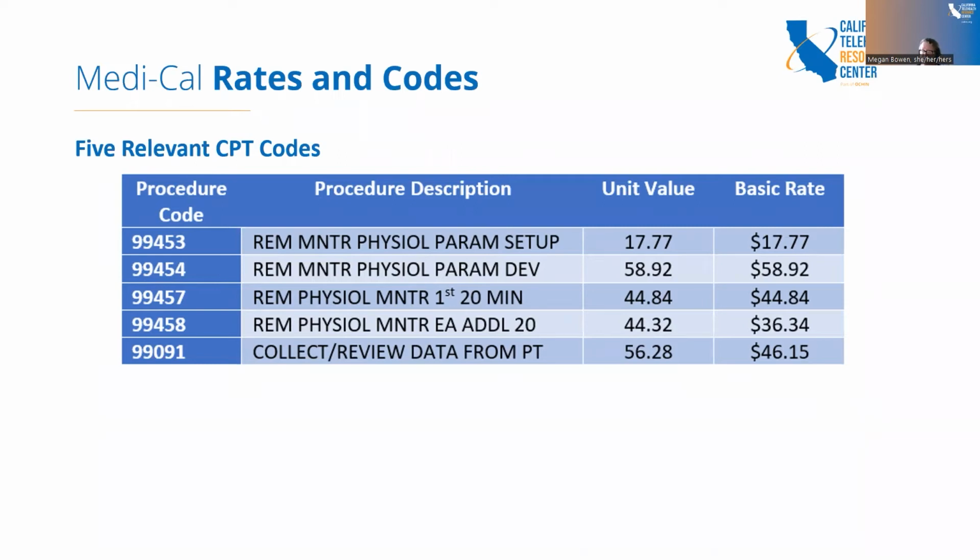So CPT code 99458, this is an add-on to the 99457. This is when you get to include an additional 20 minutes of time every month, and that's for that additional time. It cannot be billed as a standalone code. It must be billed with the 99457.